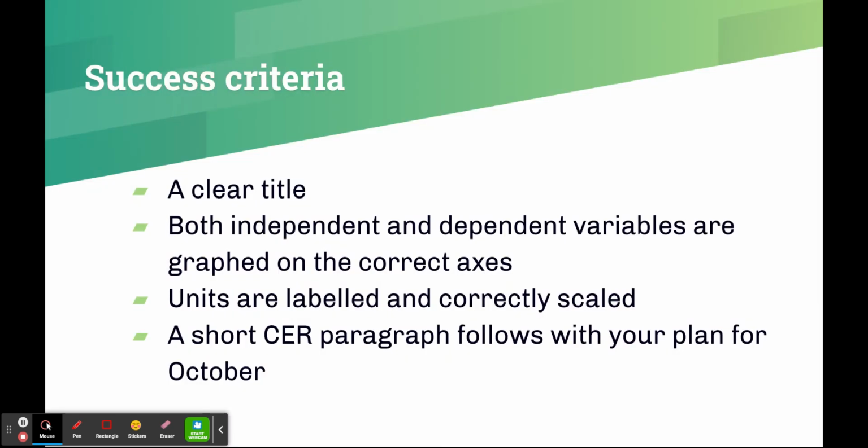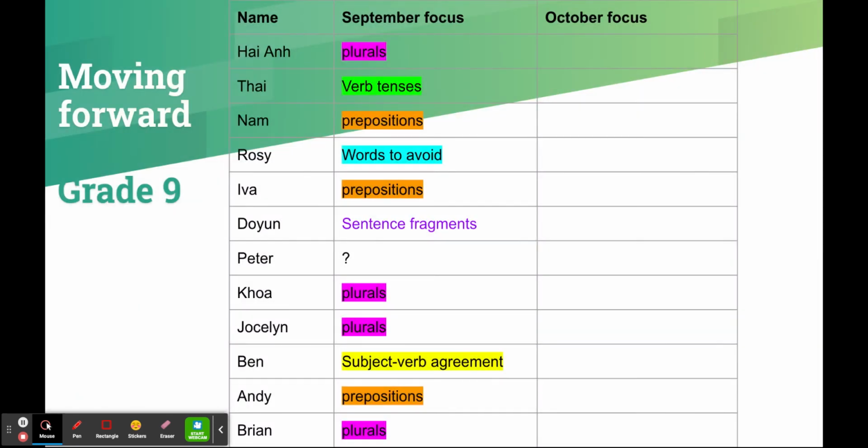Okay, so the success criteria of a good graph is that it shows a clear title, the independent and dependent variables are graphed on the correct axes, and your units are labeled and correctly scaled. So you're counting by a set number of units. After your graph, you're going to answer the journal question. It should take the form of a CER paragraph as you would in science. Claim, evidence, reasoning. Get your evidence from what you've calculated in the graph.